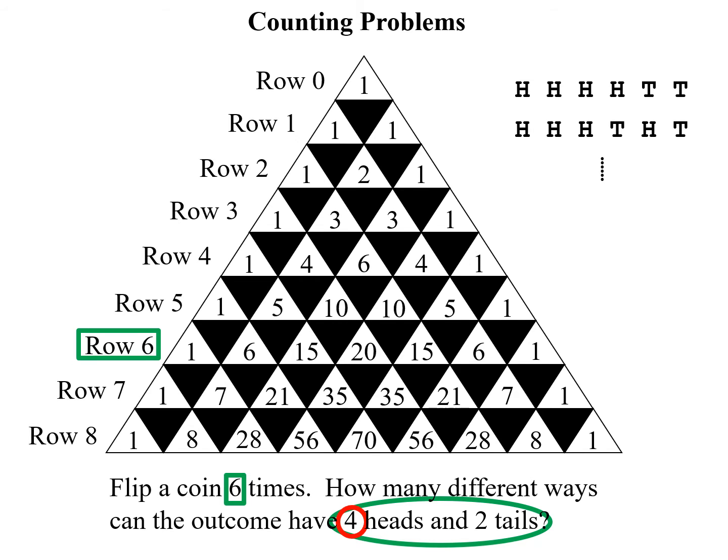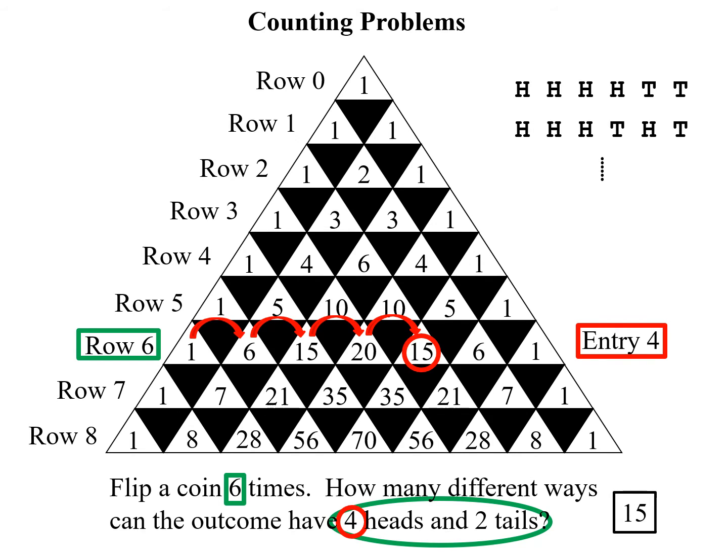That tells me to go to entry 4 in row 6. Now remember, the first entry in row 6 is entry 0, so we'll just count over. Put your finger on entry 0 and count over 4. And we get 15 for our answer.